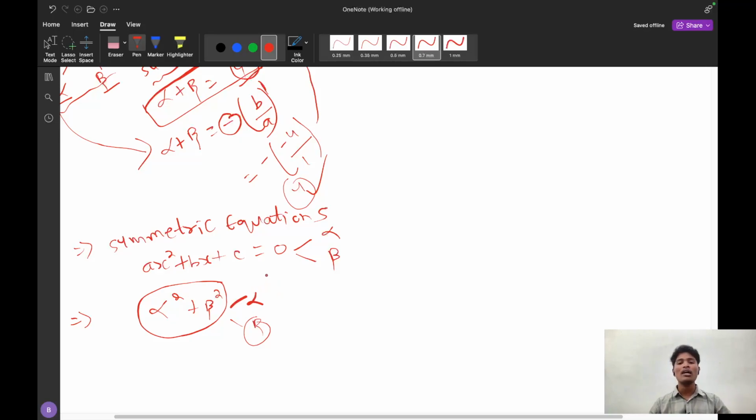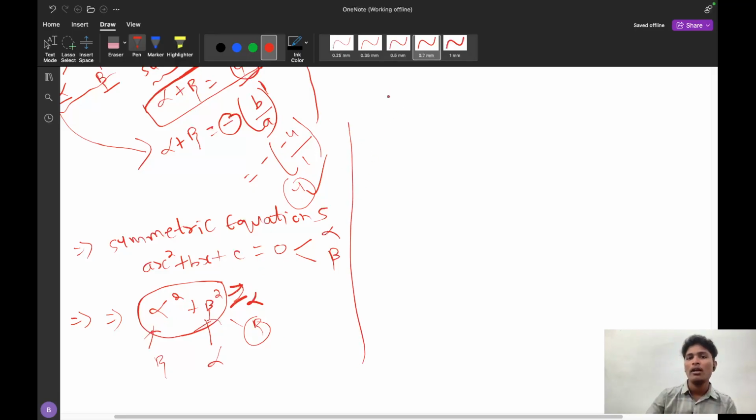Suppose alpha and beta are the roots. Yes, alpha and beta are the roots. Suppose there is a value alpha square plus beta square that I have to find. If I substitute alpha in the place of beta and beta in the place of alpha, and there is no change in the expression alpha square plus beta square, it is called symmetric. You can say it like that. So what is the important case? It is alpha square plus beta square.